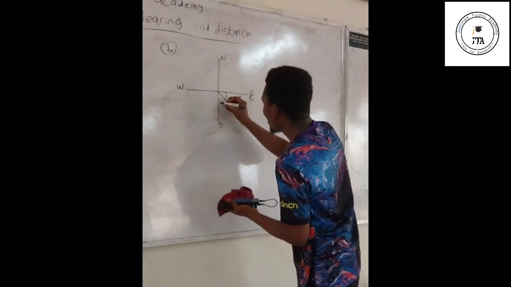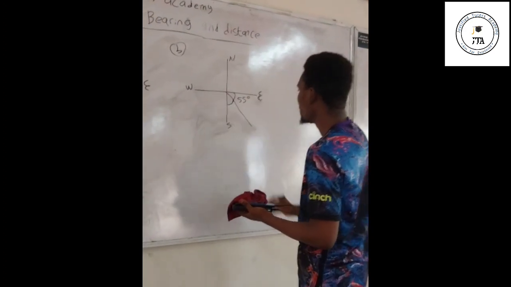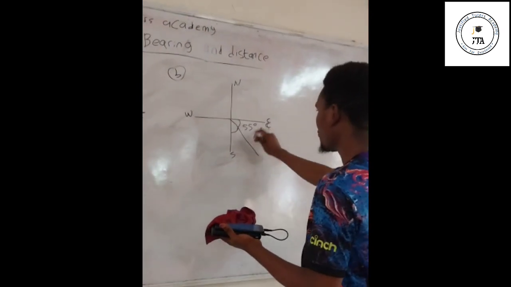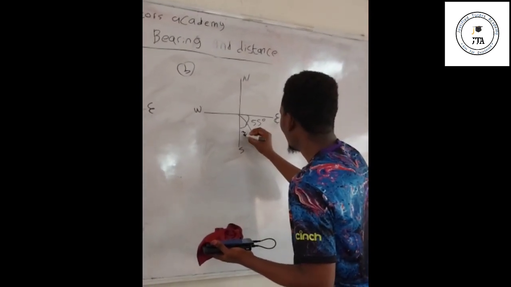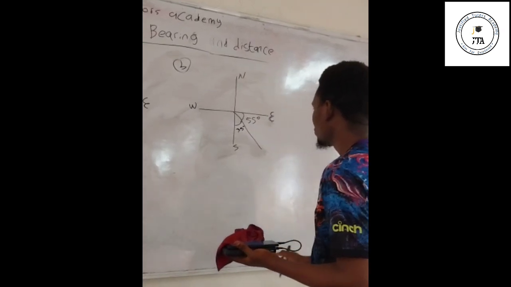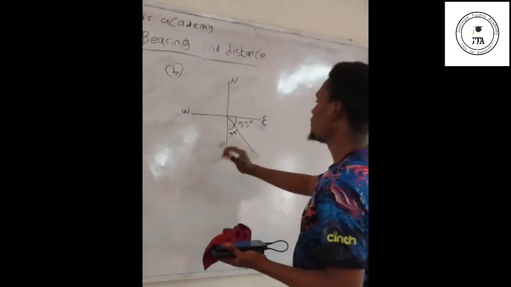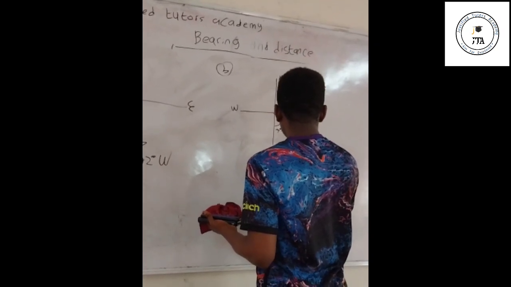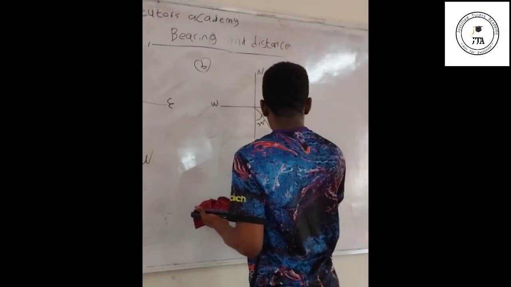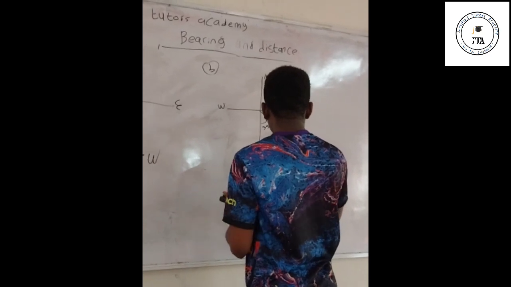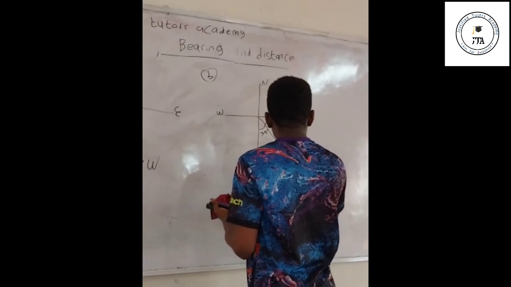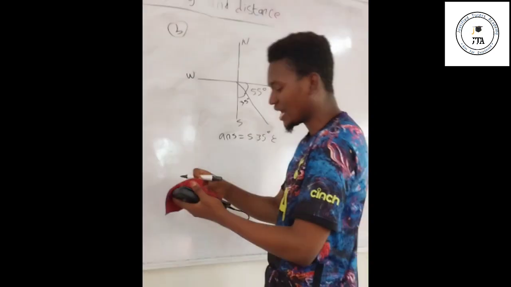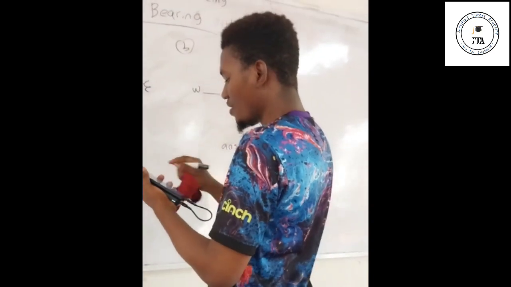So you have to find the angle at this point here. Now you find that 90 minus 55 equals 25 degrees. So now you have 25 degrees here, and one side is equal to south 25 degrees east. That's our answer. So you see, it's as simple as ABC. Alright, so that was it.